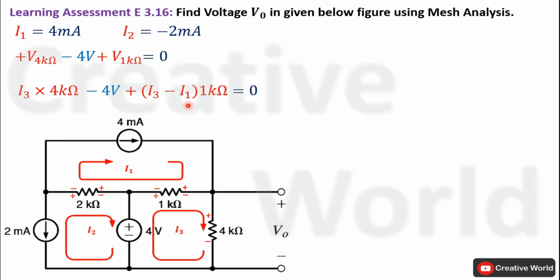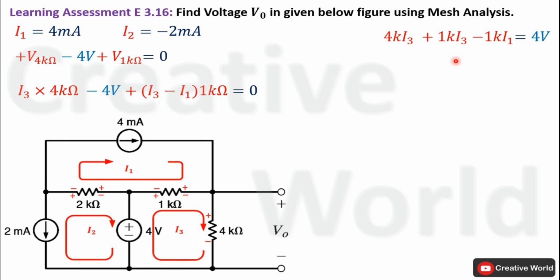Now open these brackets. Variables inside brackets will multiply with the value outside of the bracket. The equation will become 4k I3. This minus 4 volt is placed on the other side of the equal sign. It is converted into positive 4 volt. And here 1 kilo ohm will multiply with I3. It will become 1k I3. Similarly, 1 kilo ohm will multiply with I1. It will become minus 1k I1.